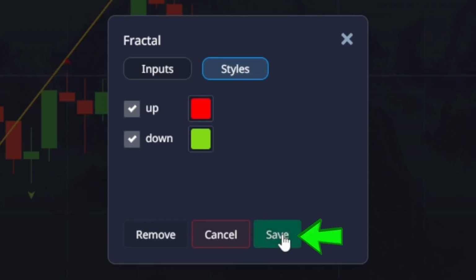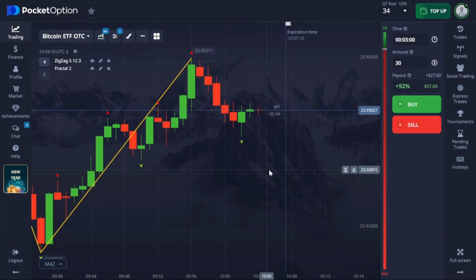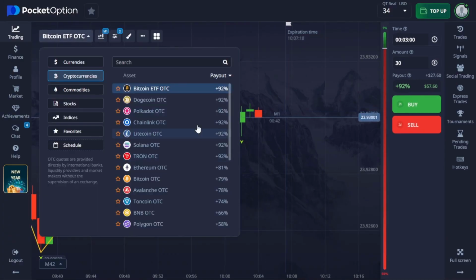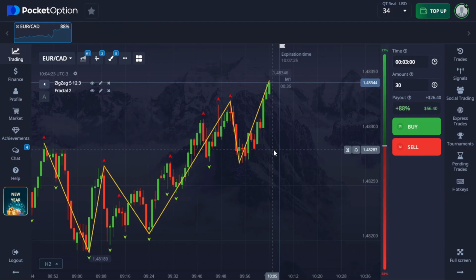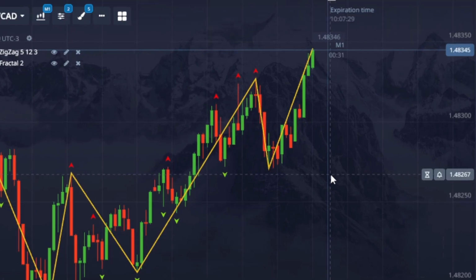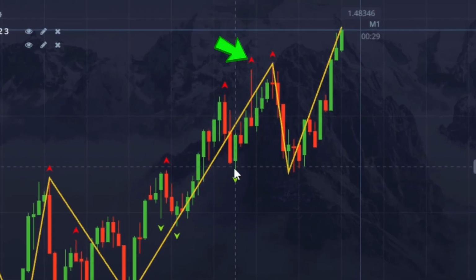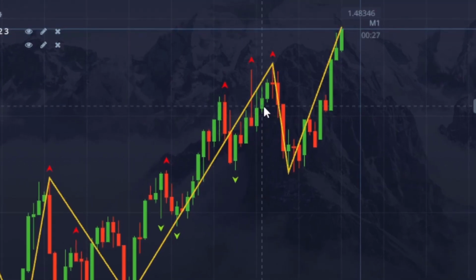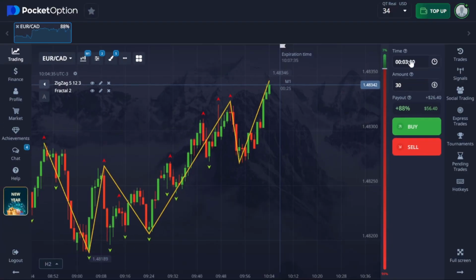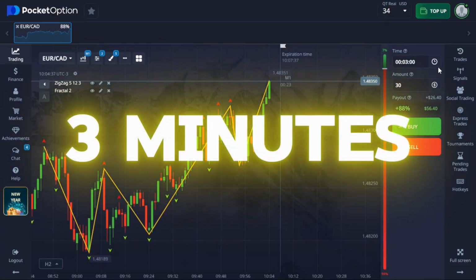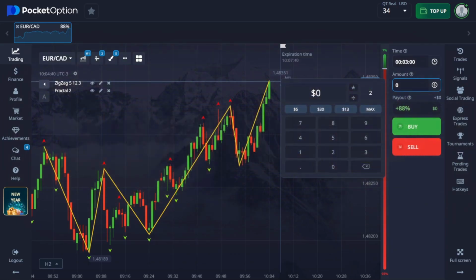Now let's choose a couple of financial markets. These strategies work best when traded with the trend, not against it. When you trade against the trend, you typically lose. The time frame is set to 3 minutes and we start with an amount of $14.